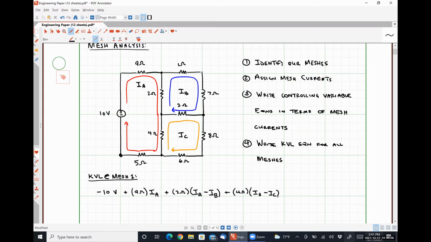And then finally, we will have our 5 ohm resistor, and it's only carrying current IA. And because we're writing a Kirchhoff's voltage law equation, we set this guy equal to 0. So those are the rules for writing our Kirchhoff's voltage law equations.